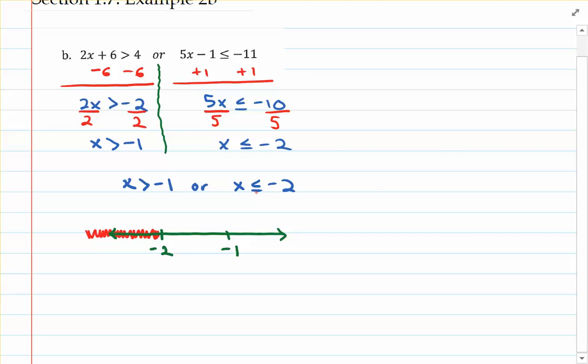That means that we're allowing for x to equal negative 2 as part of our solution. So for that reason, I'm going to use a bracket, and I'm going to have it oriented towards the direction of shading.